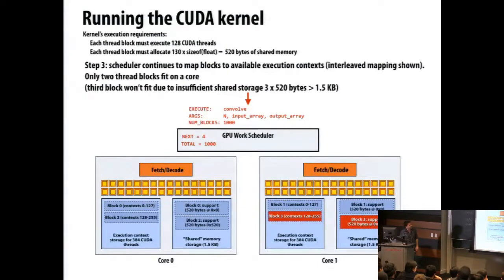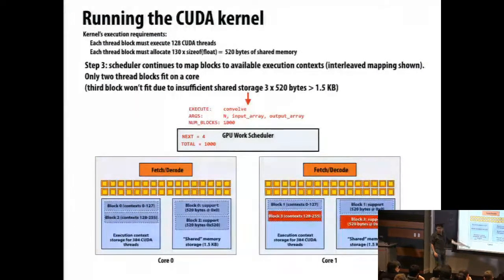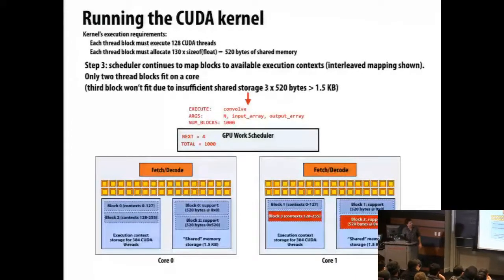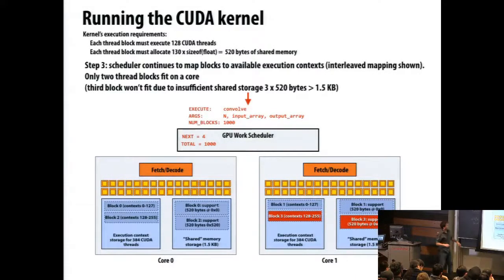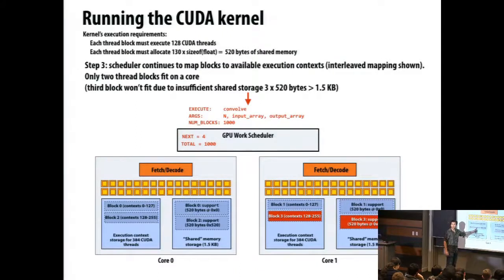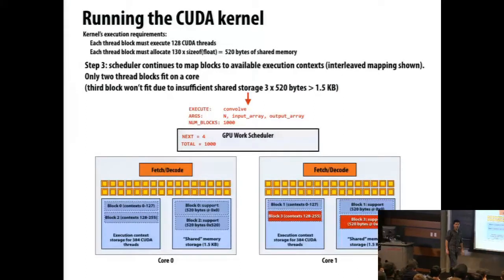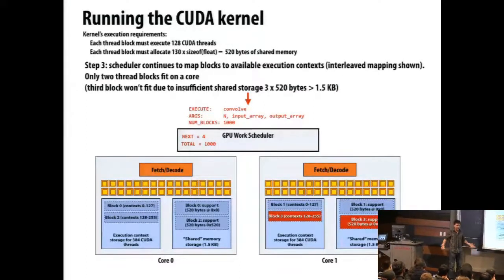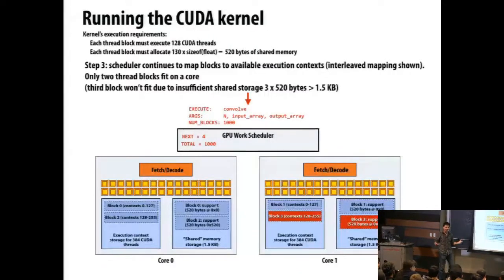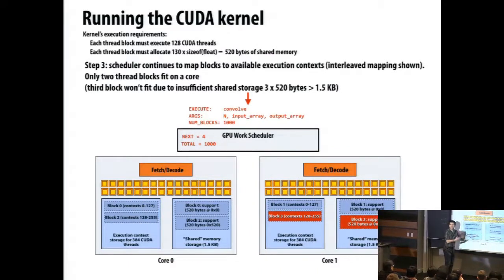So I put blocks 2 and 3 on. Now I have some more, and then I think I'm done. I can't put a 3rd block on this core because I ran out of room in shared memory: I would have exceeded 1.5K if I had put a 3rd one here. So the scheduler just stops at this point. I have no more resources to start doing more stuff. So the cores are just running these CUDA threads now.